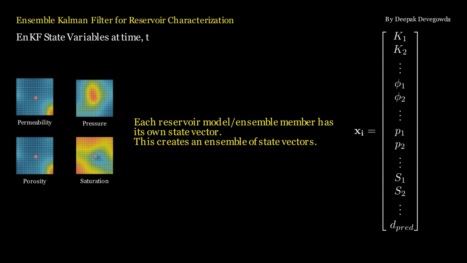One additional detail is that we also add the model predictions to the end of the state vector. If you look at the vector on the right, we have the model permeabilities, porosities, pressures, saturations, and finally we have the model predictions. So this constitutes our state vector x sub i for ensemble member i.